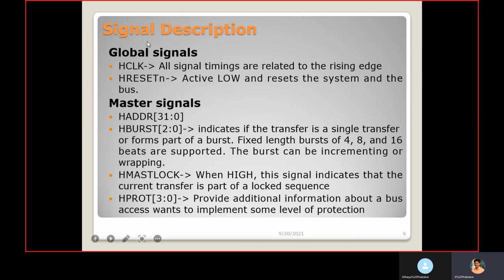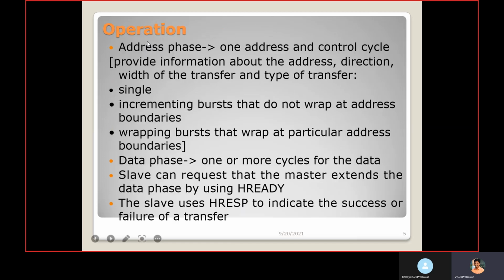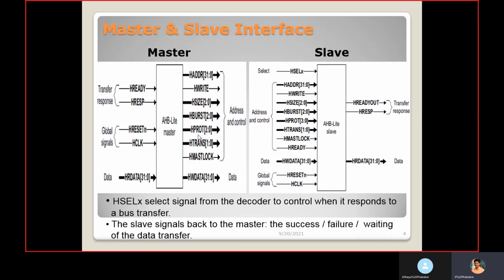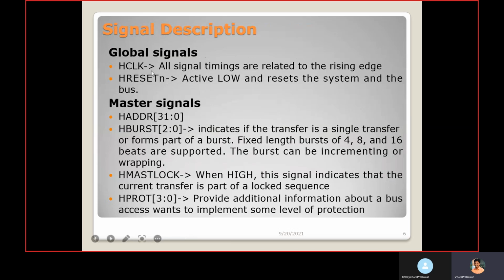Then we are going to see each individual signal. Here are the global signals, HCLK and HRESETn. For HCLK, all signal timings are related to the rising edge of the clock. We are going to consider everything at the rising edge of the clock. In HRESETn, the n indicates that it is active low. That means when it is 0, it resets the system and the process.